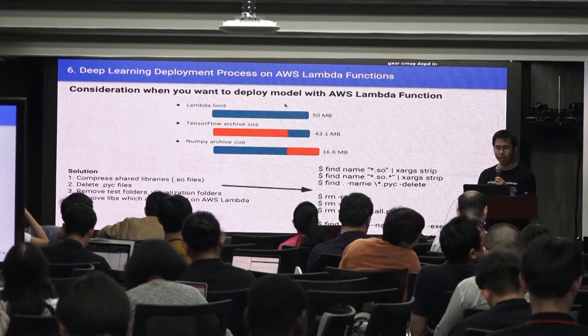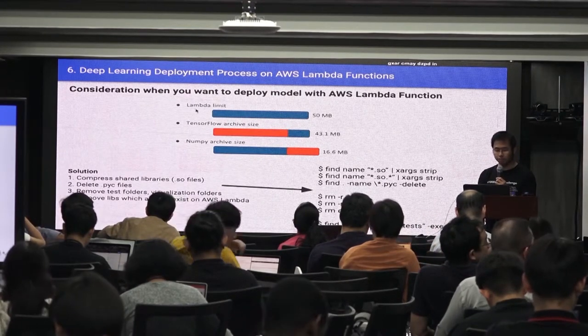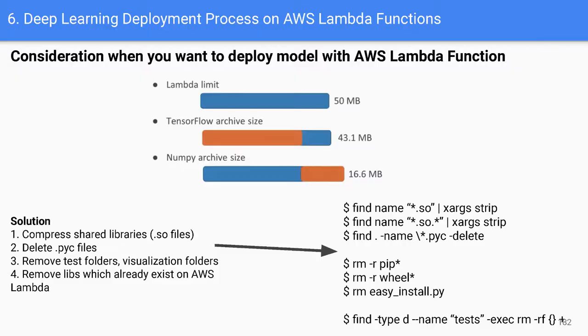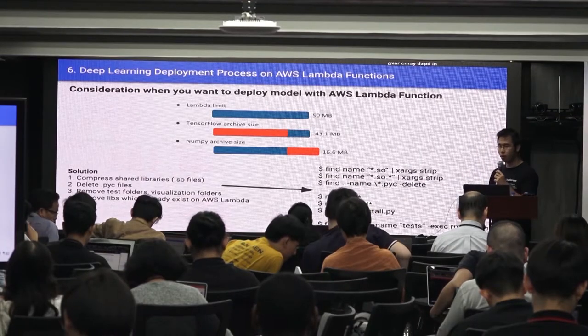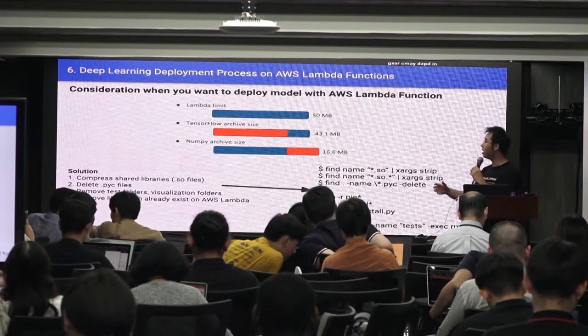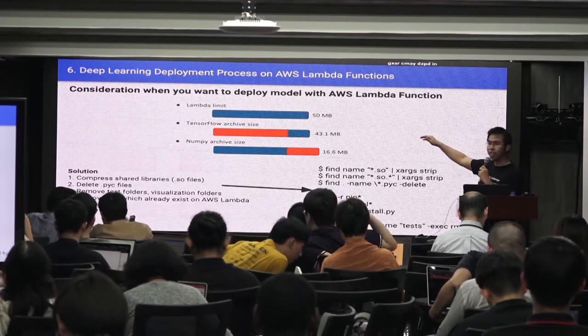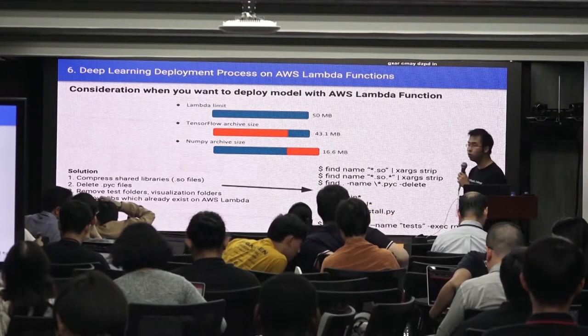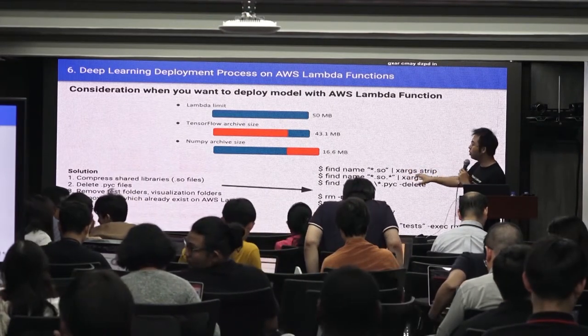Okay, so here's the limit I told you about. The Lambda code limit is around 50 megabytes. You see this problem when you want to deploy TensorFlow, because your TensorFlow archive is around 40-something megabytes, and your NumPy maybe around 16 megabytes. So when you want to deploy code on serverless, you have to think about this limitation, and you have to remove files which are not necessary.